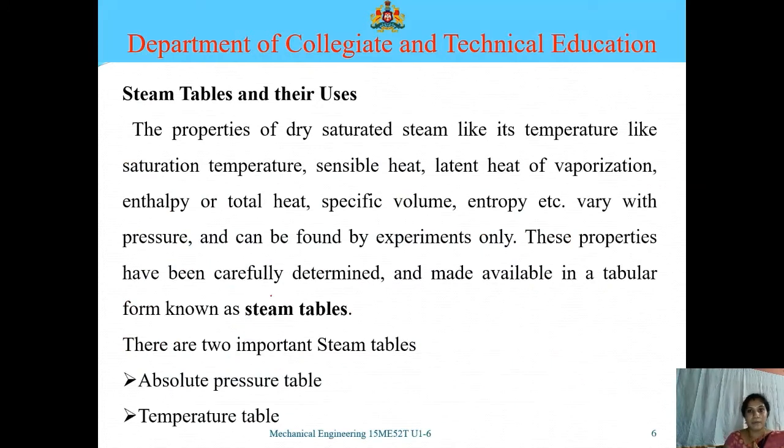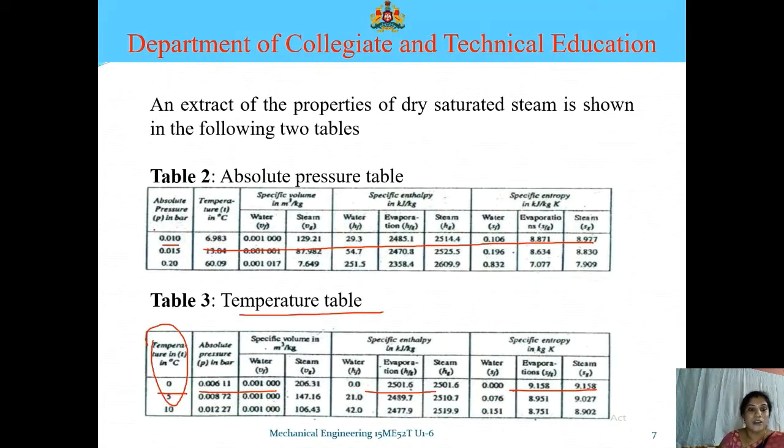What do you mean by steam table? Steam table is a table where the various properties of steam have been tabulated. Steam table is available in two forms. One is the absolute pressure table and the second one is the temperature table. The absolute pressure table is one where the pressure will be the dominating property. By seeing the value of pressure, we can find out the corresponding other properties of the steam.